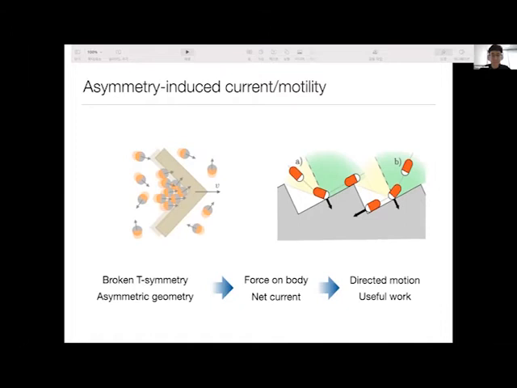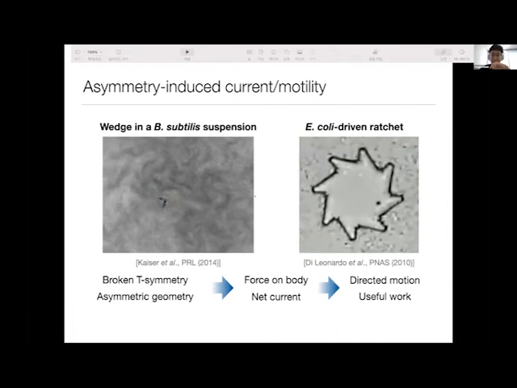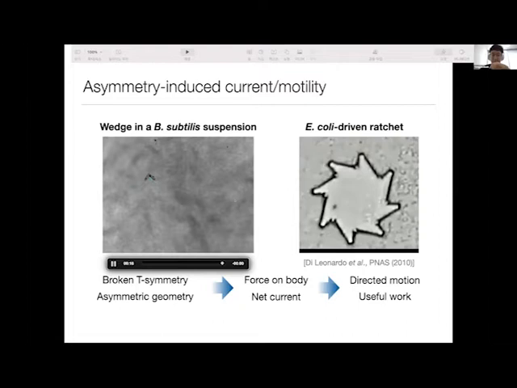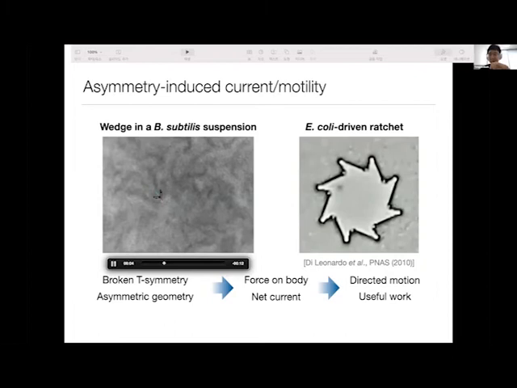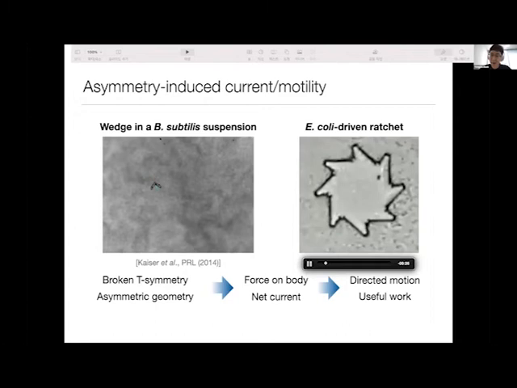Indeed, you can really perform experiments and confirm these phenomena. You have this wedge here, and there are B. subtilis bacteria moving around in the system, and they push this wedge around toward the concave side of the object. And if you have this kind of wedge-like gear here, then as you can see, the bacteria around this gear are moving it in the clockwise direction.